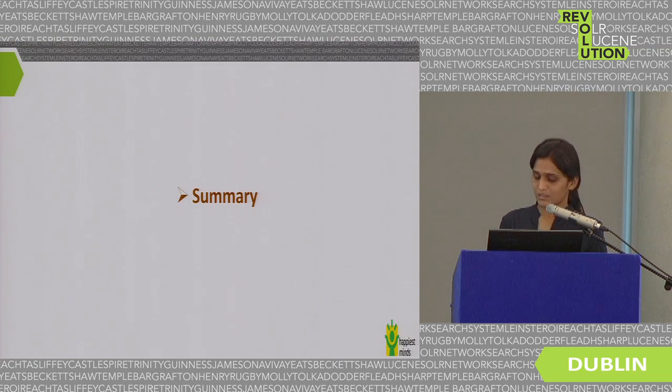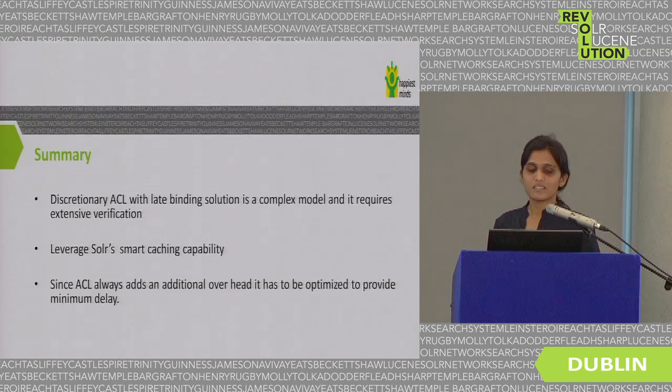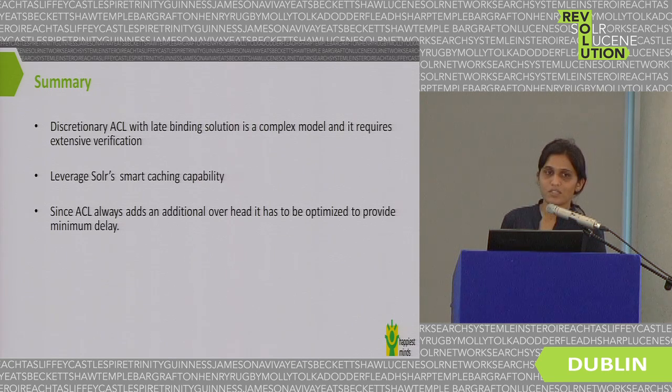So the summary is that the discretionary access control list that we were talking about, with the late binding solution, is a complex model. It means that we have to maintain access control lists outside the system, and it's also in bit format. So it requires extensive verification. It requires a lot of additional interfaces and also batch jobs to keep the process updated. And also we might have challenges in near real time permission search.